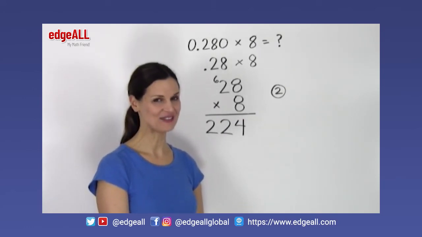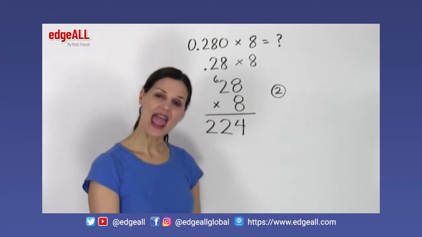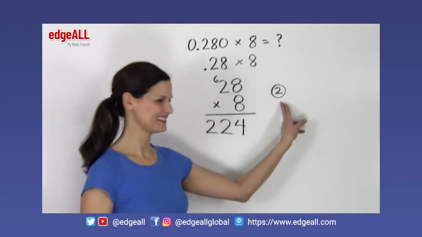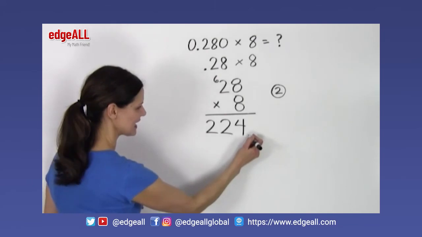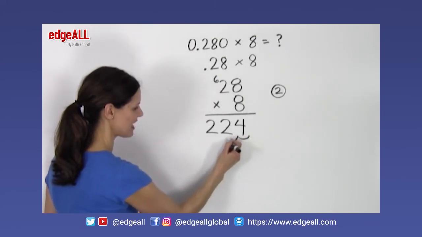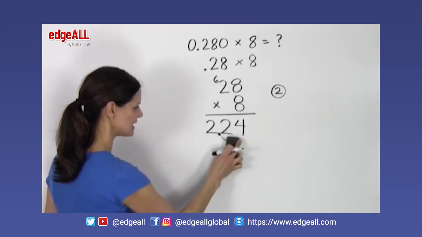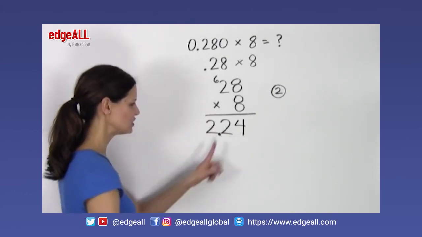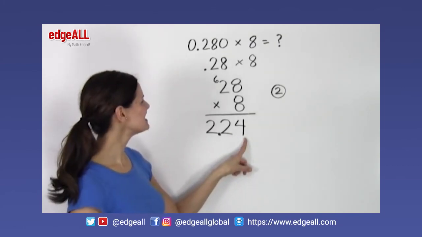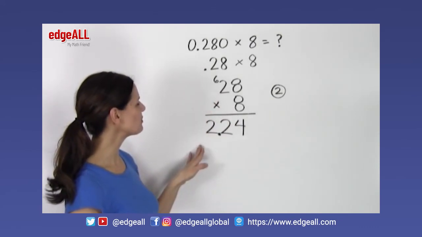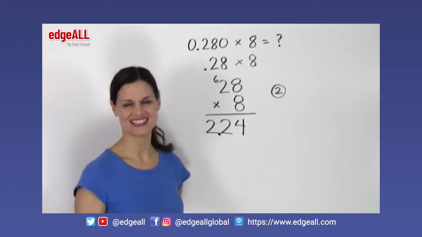But I don't want to forget that I'm working with decimals. And my answer has to have 2 digits to the right of the decimal point. So I can come over here and put my decimal here and count 2 to the left and put my decimal right there, making sure that indeed my answer has 2 digits to the right of the decimal point. And so you can see that it's very simple to work out a problem like this with my decimals when I remove the unnecessary zeros.